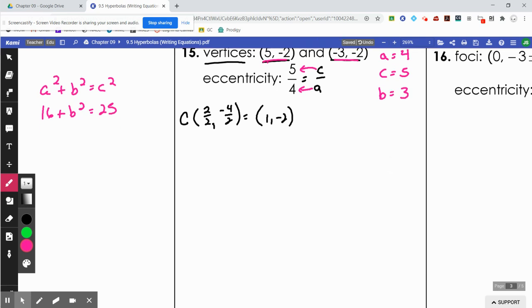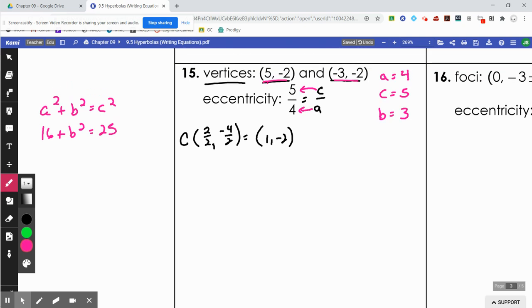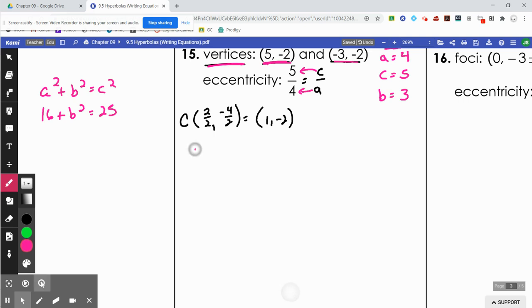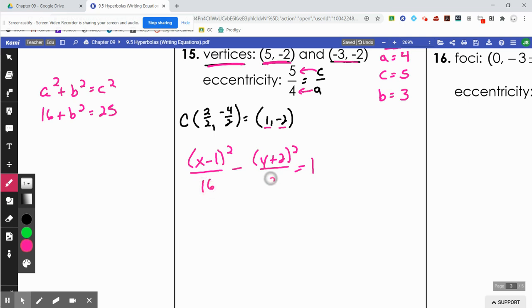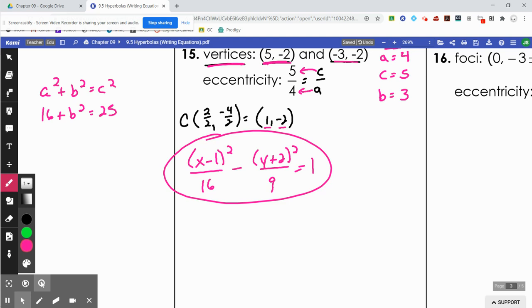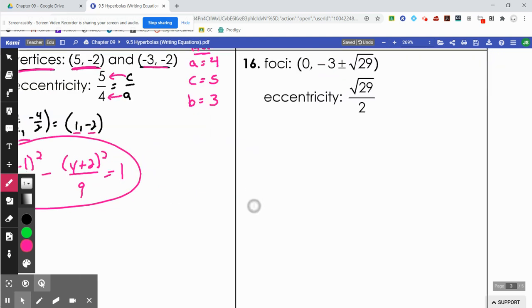So now let's use that to write our equation. We do need to know if it's horizontal or vertical. Since the vertices, 5, negative 2 and negative 3, negative 2, are horizontal of each other, this is a horizontal hyperbola. So our x stuff gets listed first. That's going to be x minus 1 squared, which moves it right 1. Y plus 2 squared moves it down 2. A squared gets listed under the first term. B squared gets listed under the second term. There is your equation.